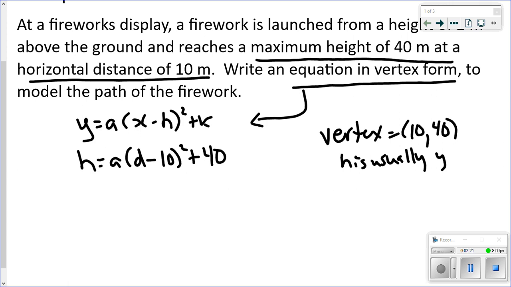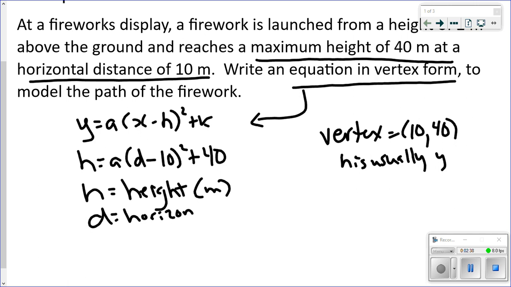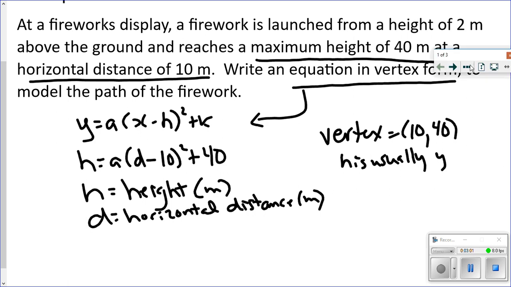Now, before we get too far, let's define those variables. Measured in meters. Also in meters. But we need a second point, right? We have our vertex, but we've got to find a height and a horizontal distance so that we can solve for A, because we know no human being is going to know what A is off the top of their head. We've got to find it.